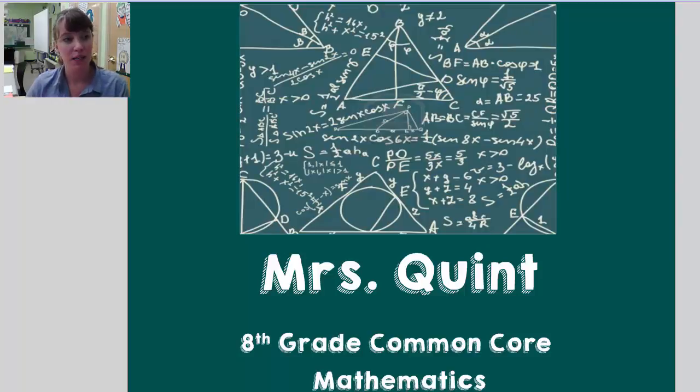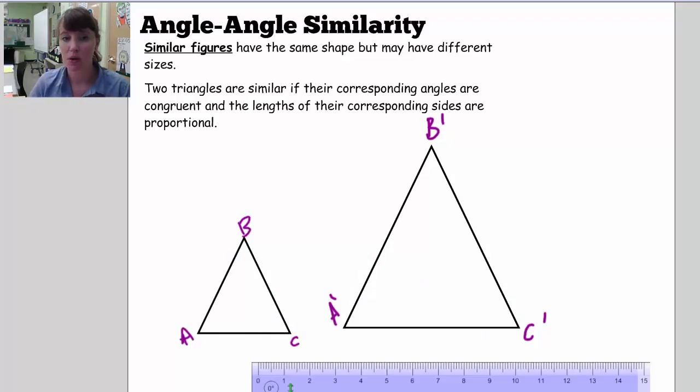Okay, welcome back. So today we're going to talk about angle-angle similarity in triangles and how that helps us. We've talked about this before. Similar figures have the same shape, but they're different sizes. Now, if two triangles are similar, it means that their corresponding angles are congruent and the lengths of their corresponding sides are proportional. So first let's go over the angles.